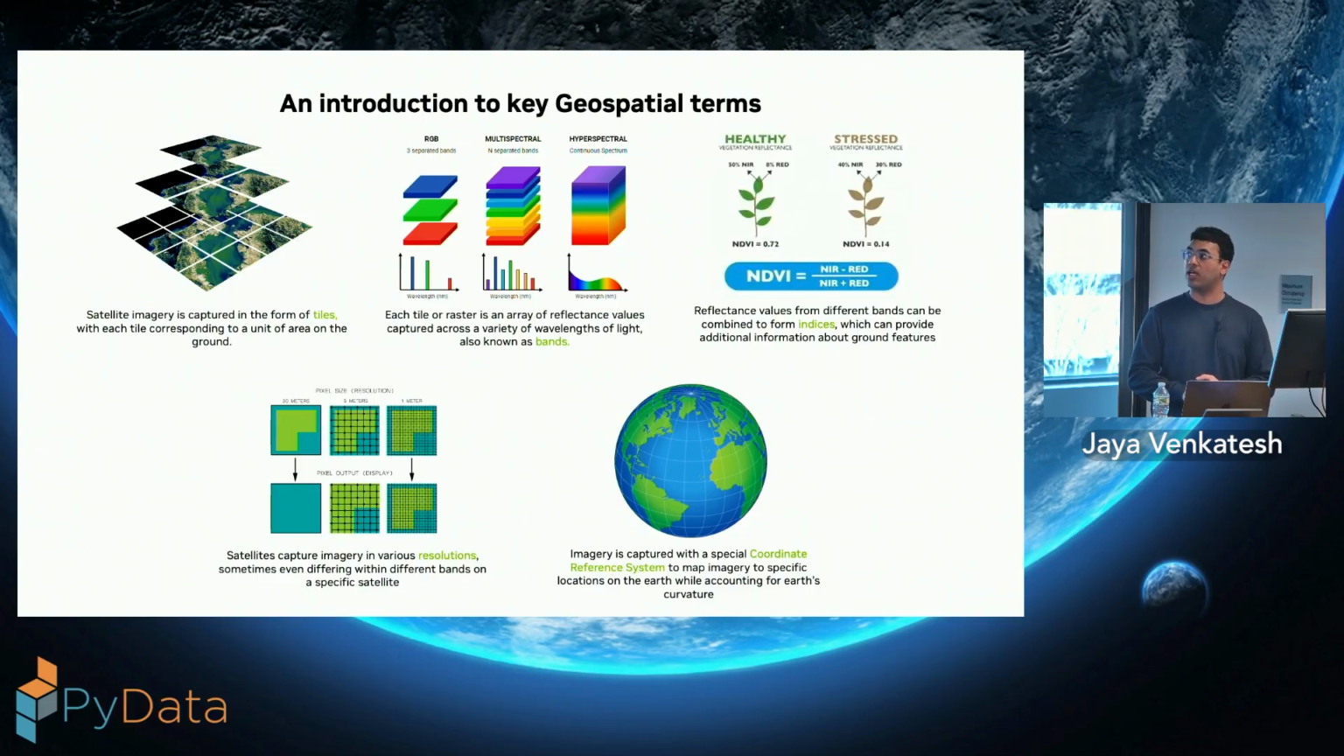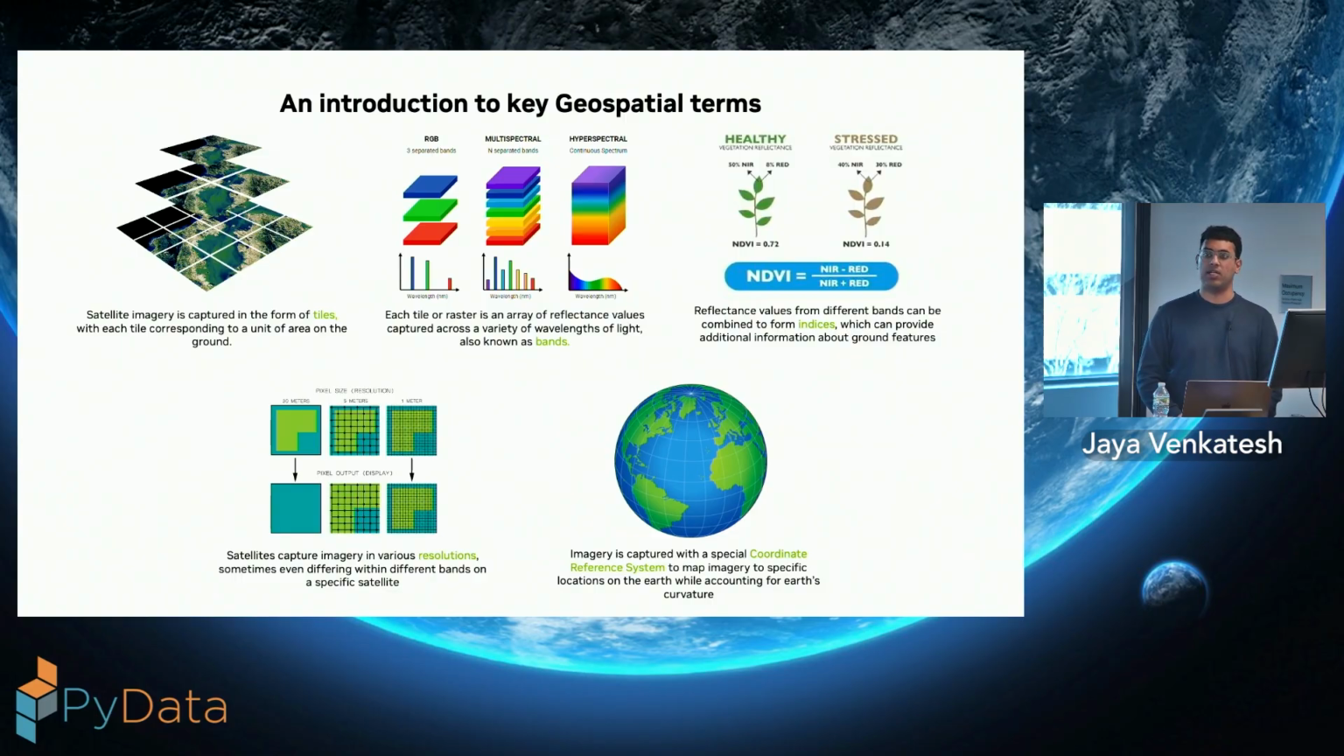Another important aspect is that satellites also capture imagery in the form of bands. A regular camera captures images in the RGB bands, but satellites have both multispectral and hyperspectral bands. Multispectral has a variety of different wavelengths of light, and hyperspectral is like a continuous block across the same wavelength. There are different types of satellites, and based on the use case for each, they have different bands as necessary. These bands can then be combined together to form things called indices.